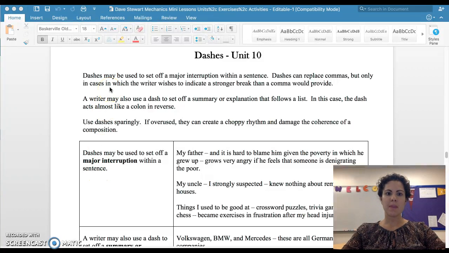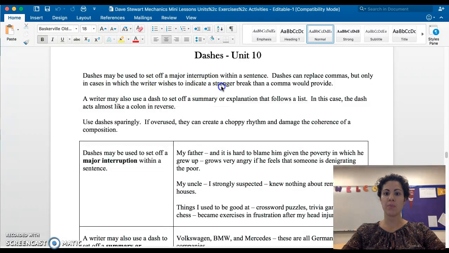It says dashes may be used to set off major interruptions within a sentence. Dashes can replace commas, but only in cases in which the writer wishes to indicate a stronger break than a comma would provide. So that's what we're using the dashes for. Now, a writer may also use a dash to set off a summary or explanation that follows a list. In this case, the dash acts almost like a colon, but in reverse.